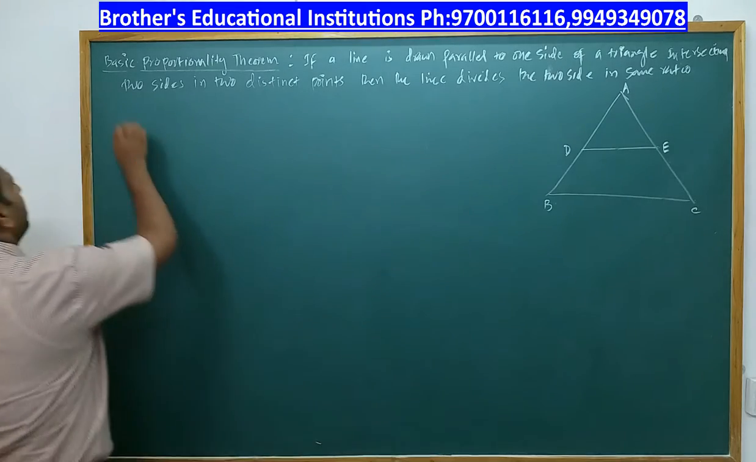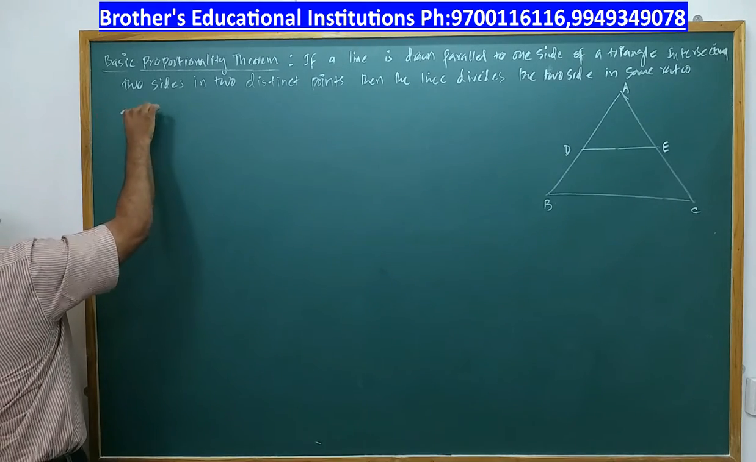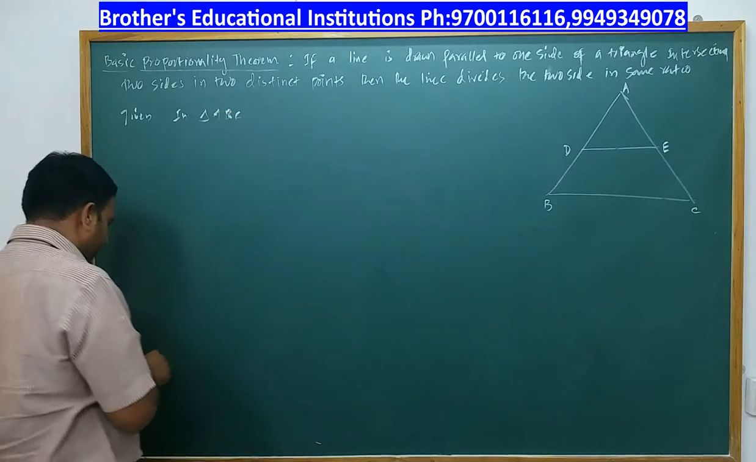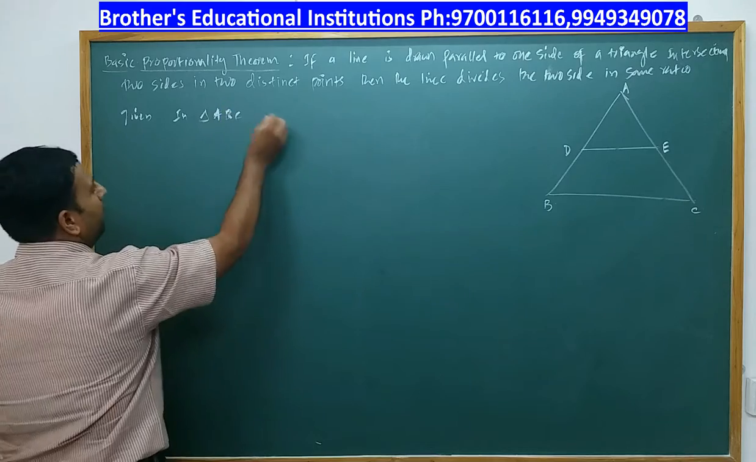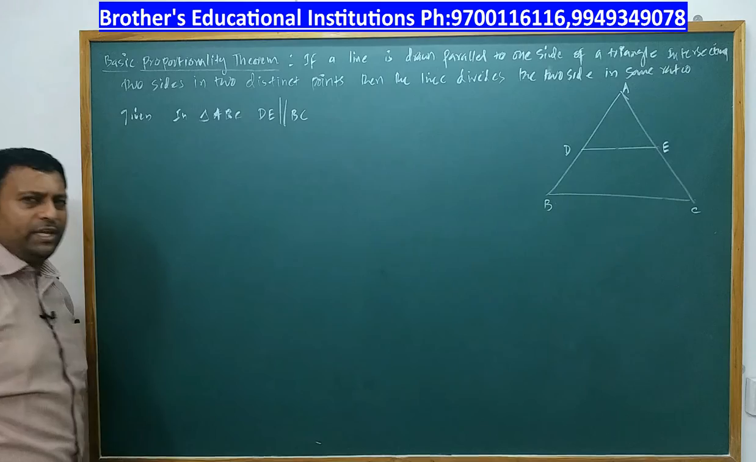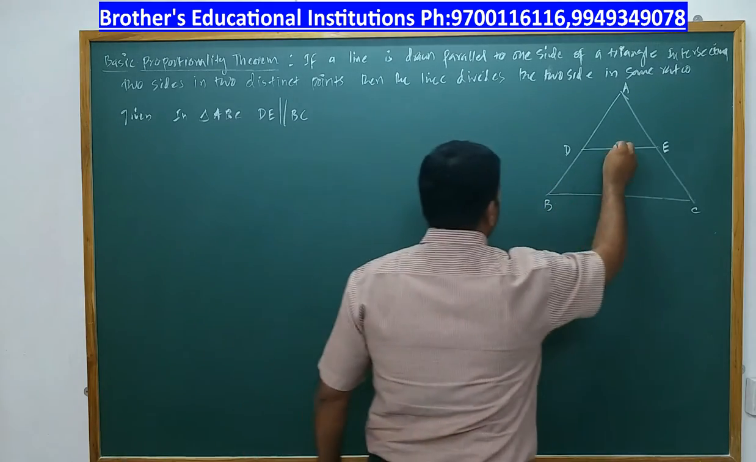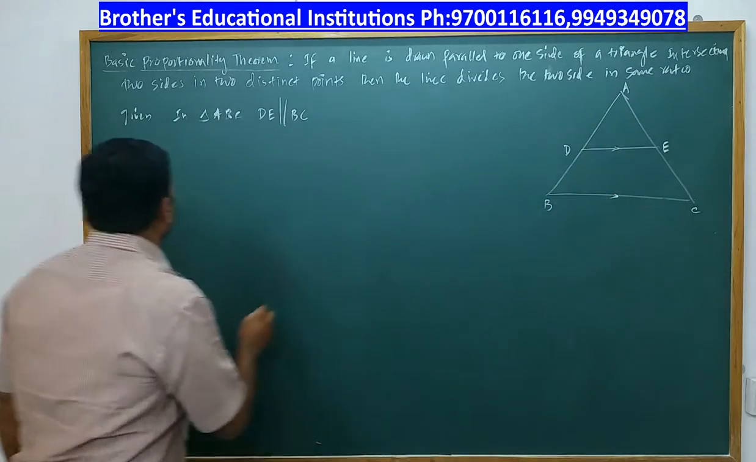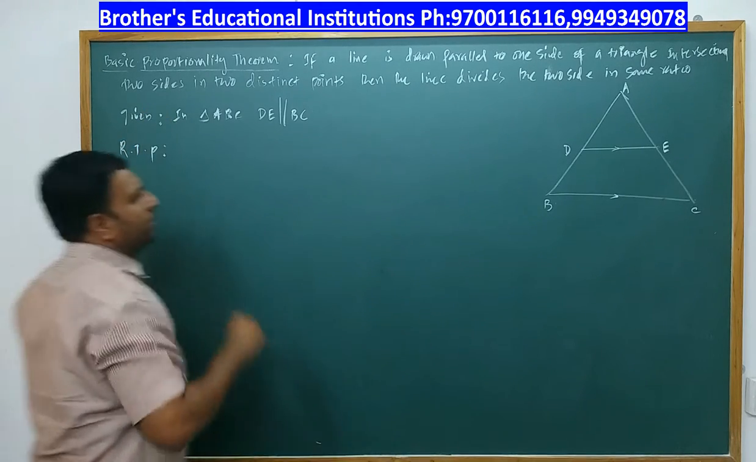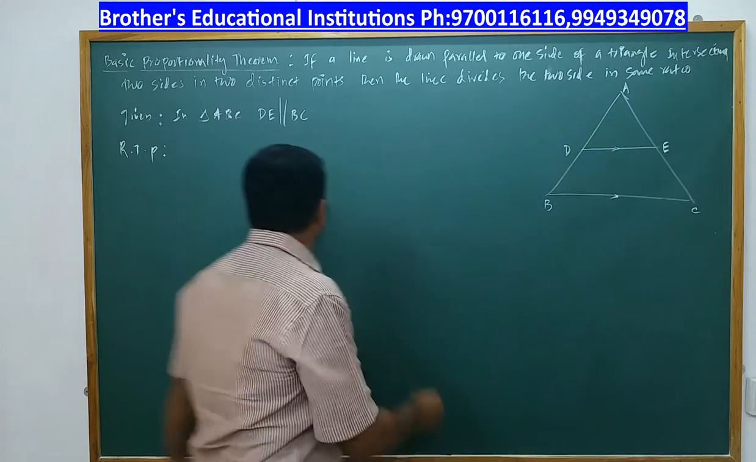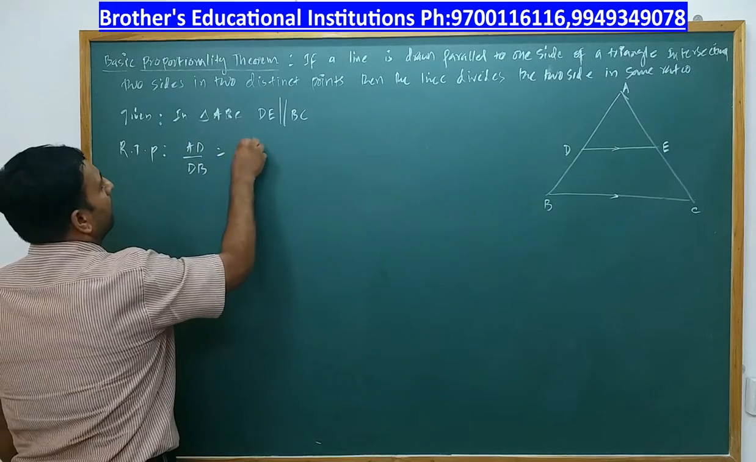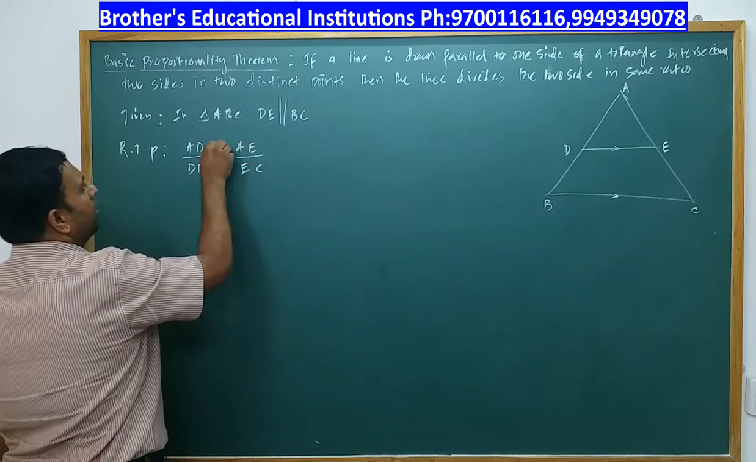Now how do I proceed? What is given? Given is in triangle ABC, DE is parallel to BC. In triangle ABC, DE is parallel to BC, right? Now, what is required to prove? Required to prove is AD by DB is equal to AE by EC. This is your required to prove.